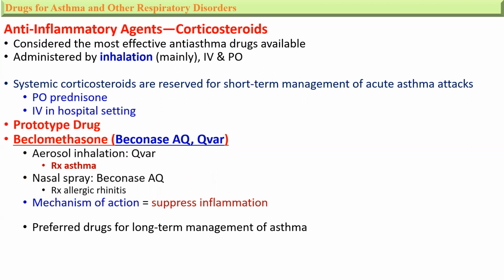So corticosteroids are considered the most effective anti-asthma drug available, administered by inhalation, IV or PO. Symptoms will improve in the first or second week of therapy. Four to 8 weeks may be required for maximum effect.